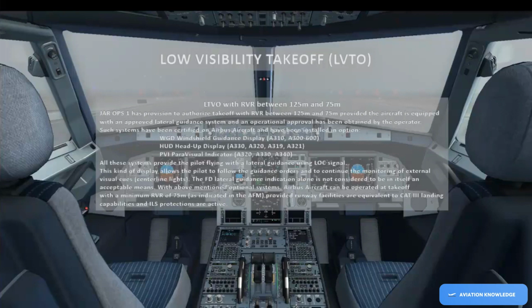With the above-mentioned optional systems, Airbus aircraft can be operated at takeoff with a minimum RVR of 75 meters, as indicated in the AFM, provided runway facilities are equivalent to Cat 3 landing capabilities and ILS protections are active.